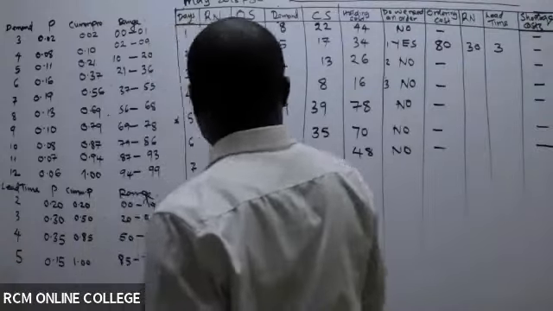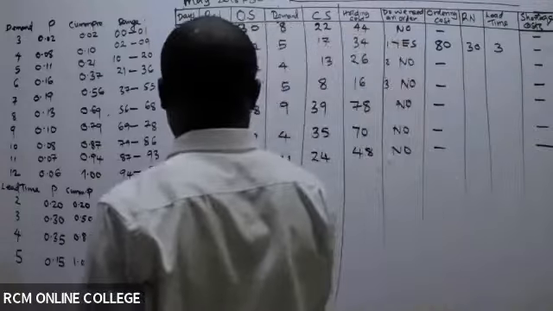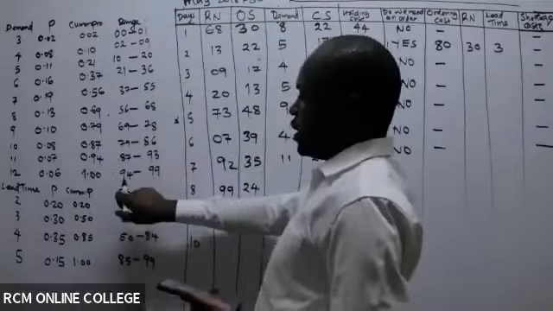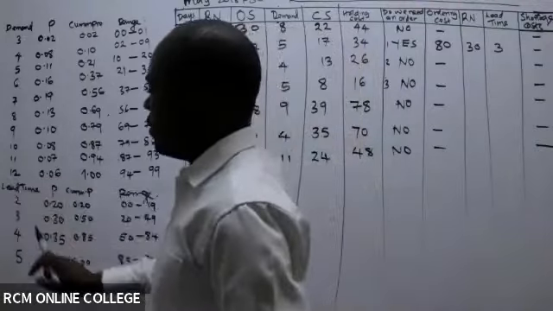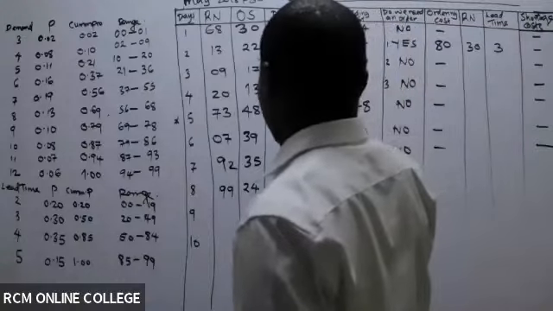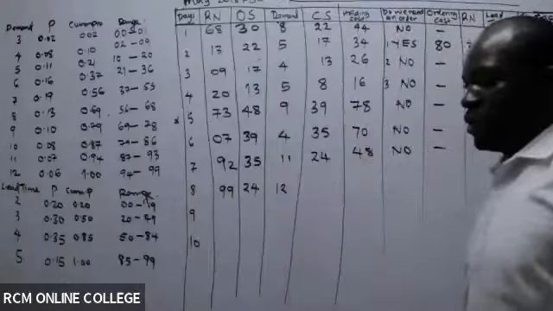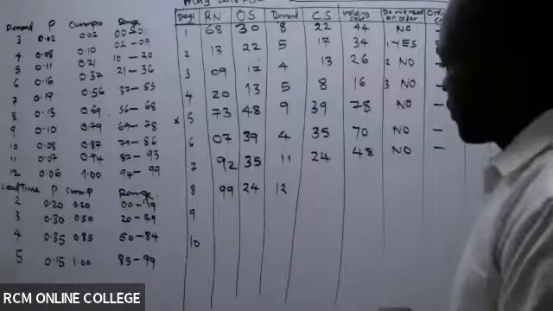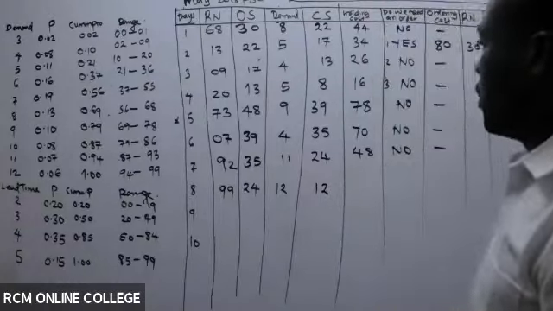After utilizing this random number of 92, the next one will be 99. Where will we get 99? It is between 94 and 99 here. How many units will be demanded for day 8? 12 units. With that, what will be our closing stock? 12 units. That will be our closing stock.